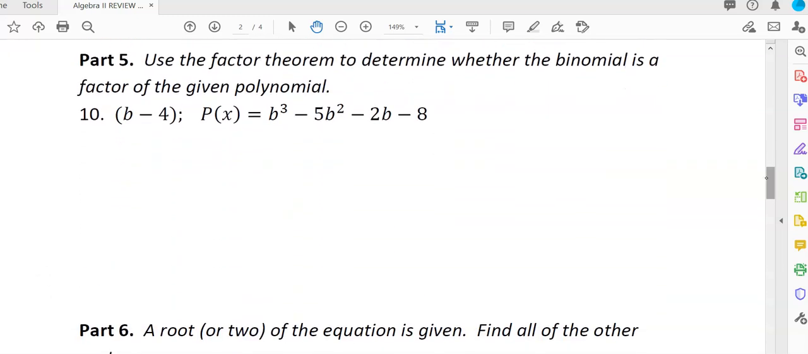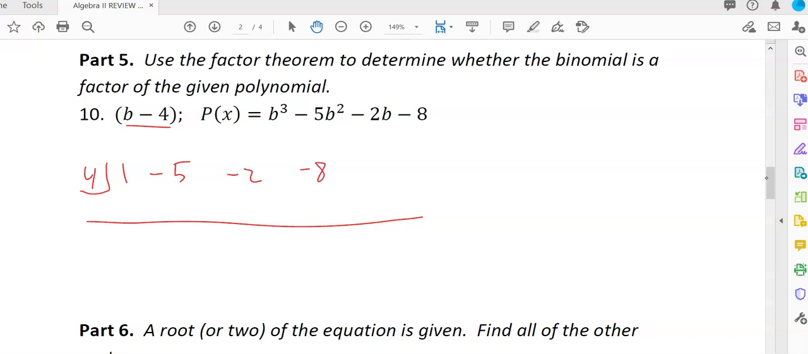Use the factor theorem to determine whether the binomial is a factor. Okay, I'm just going to do synthetic division, but this time it's a factor, so what do I put in the box? I put positive 4 in the box because that's a factor. This is going to be 1, negative 5, negative 2, negative 8. If I get a remainder of 0, it's a factor.